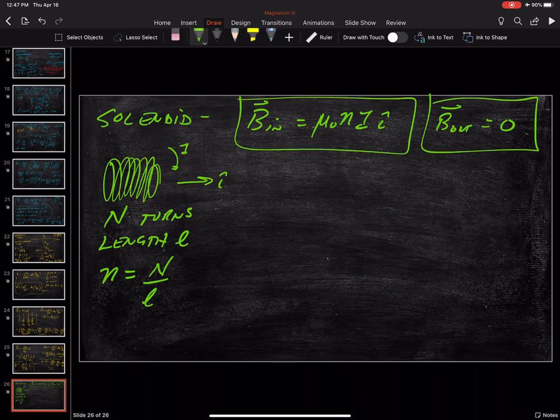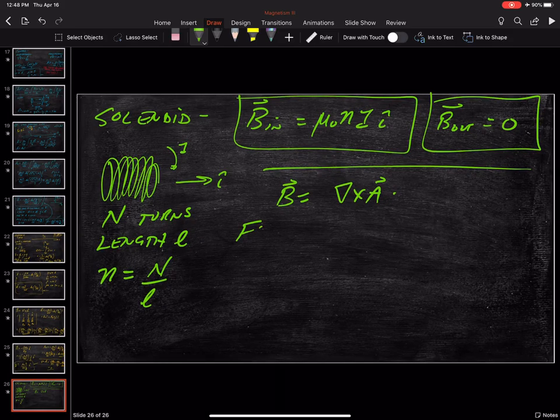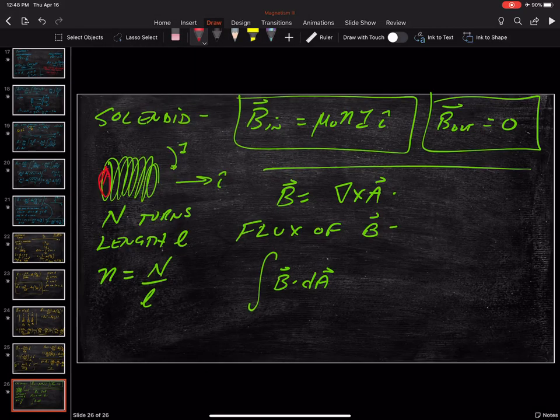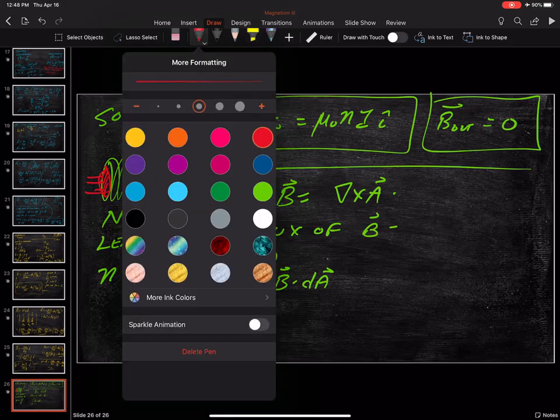But here's another interesting thing. Remember, my B is equal to del cross A. Let's suppose that I integrate the flux of B. So in other words, I work out integral B dot dA. Isn't this 0? No, it's through an open surface. It's not through a closed bubble. In other words, I take a little surface here and ask, well, how much B is passing through that surface?